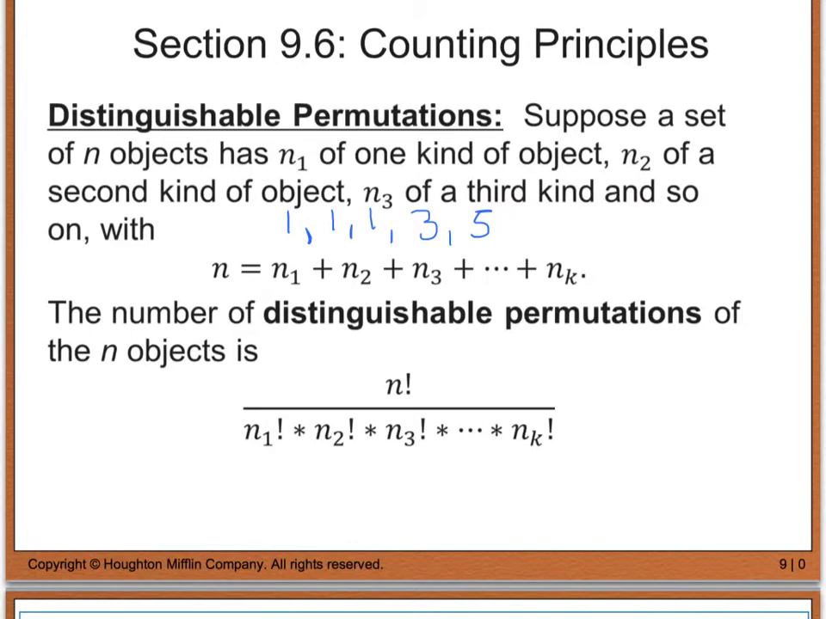So what I'm going to do with that is I still have 5 total terms here, which is going to represent my n, but those 5 terms are comprised by adding up the fact that I have 3 ones, 1 three, and 1 five. So when we want to find the number of distinguishable permutations, we can find that by taking the total number of terms, n factorial, and dividing that by the product of the number of individual terms factorial. And we're going to do an example here.